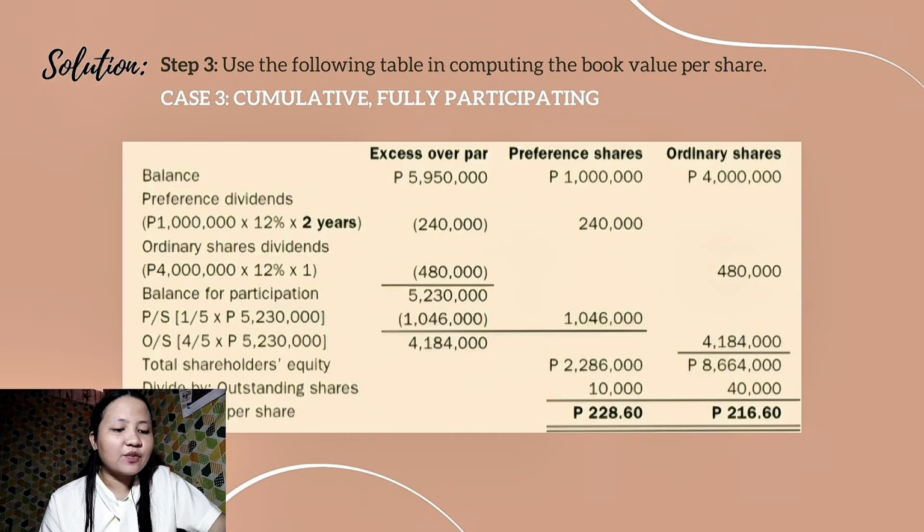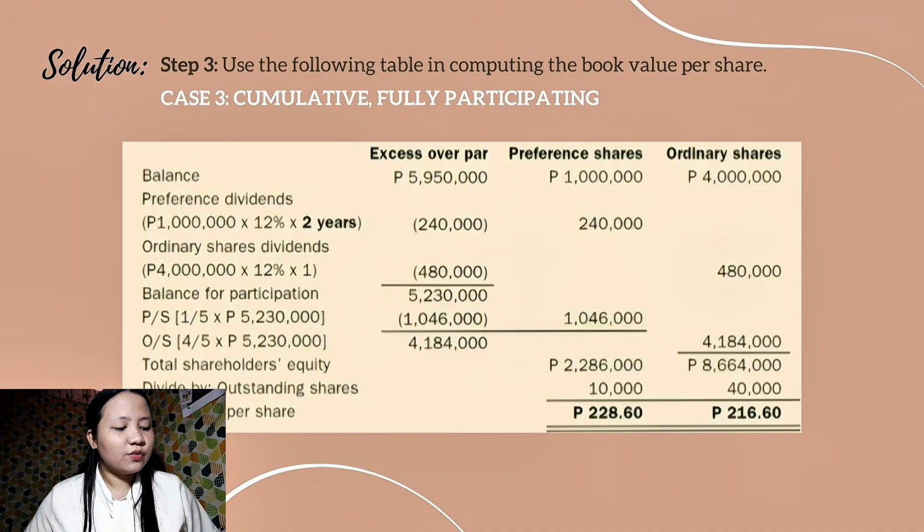Then after that, the formula we will use is 1 million divided by 5 million times 5,230,000. And we also solve 4 million divided by 5 million, then multiply their answer by 5,230,000. So it would give us an amount of 1,046,000 for preference shares and 4,184,000 for ordinary shares.